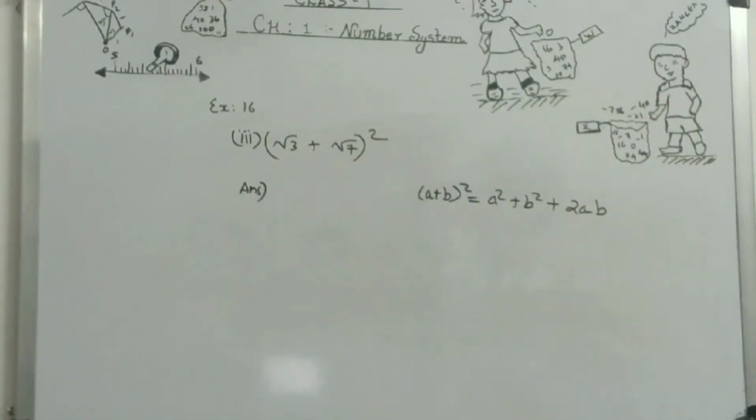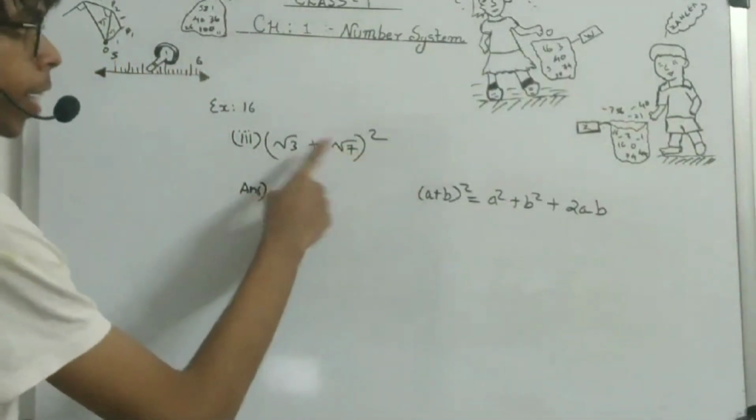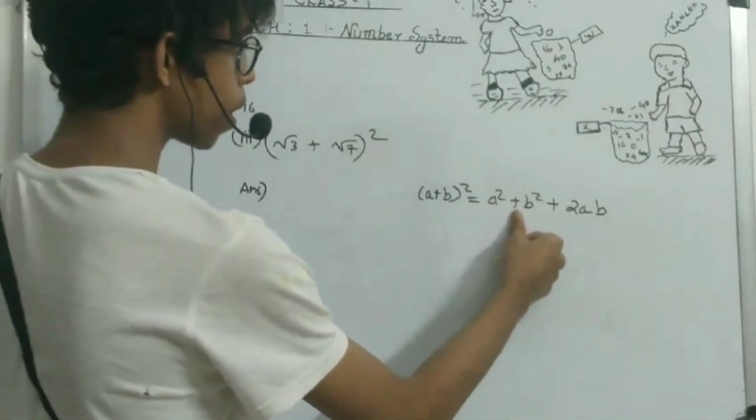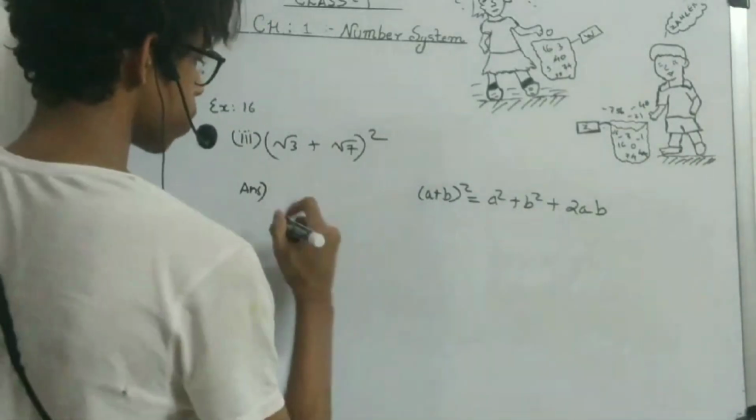Root 3 plus root 7 the whole square. So you see here, this is which identity? A plus B the whole square. We know A plus B the whole square is A square plus B square plus 2AB. So this is of that form, so we can just expand it and see.